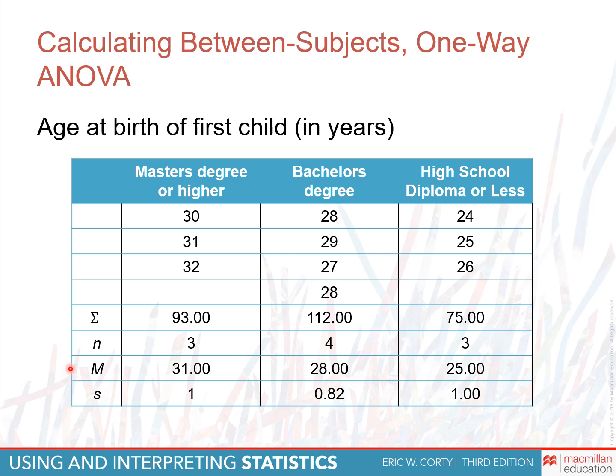We could also take the mean of each group. So we're just taking the average age across the 3 groups. So for the master's degree, their mean age is 31. Bachelor's, their mean is 28. High school diploma or less, their mean is 25. And then we can calculate a sample standard deviation for each of our groups. This tells us how much variability we see in age within the 3 groups. And so we have a sample standard deviation for each of our 3 groups.